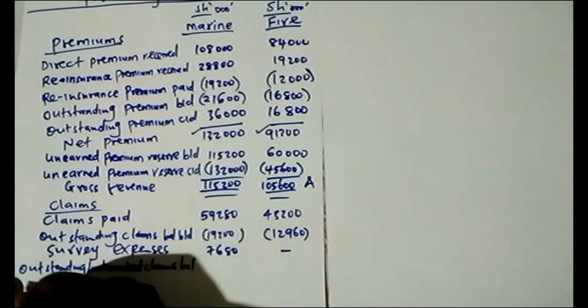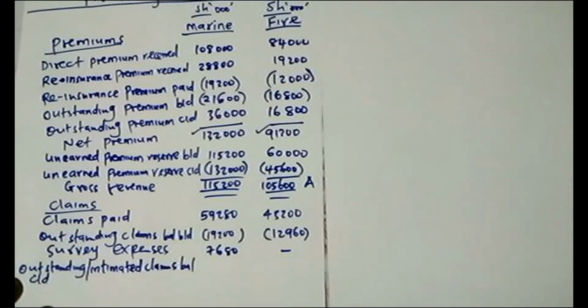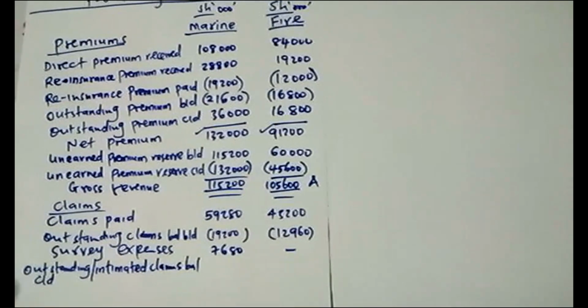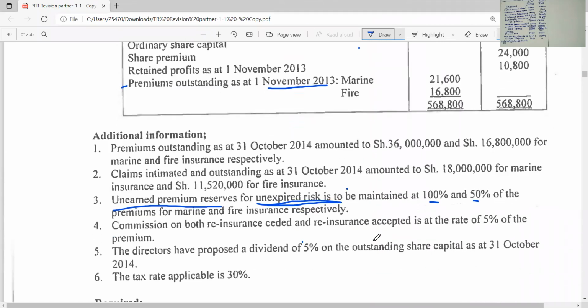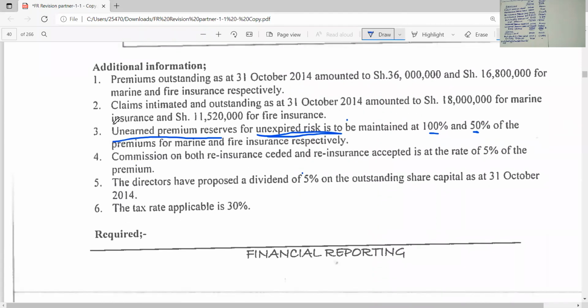balance carried down. So that is at the end of the year, the claims which have not been settled by the end of the year. So let us check on the relevant claims which have not been paid by the end of the year so that we add. They call them intimated claims. So that is additional information number two.